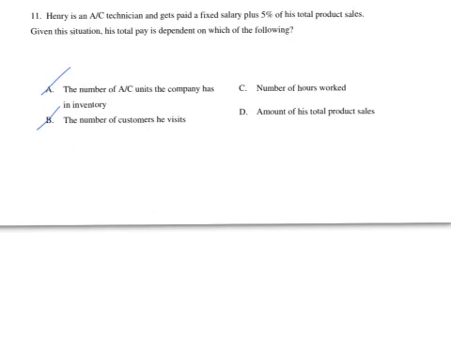Letter C, the number of hours he worked. In the problem, it talks nothing about him working a certain amount of hours to make money. So that's out. And D is obviously the right choice because it says it's the amount of his total product sales. So depending on what he sells, determines how much money he will make.